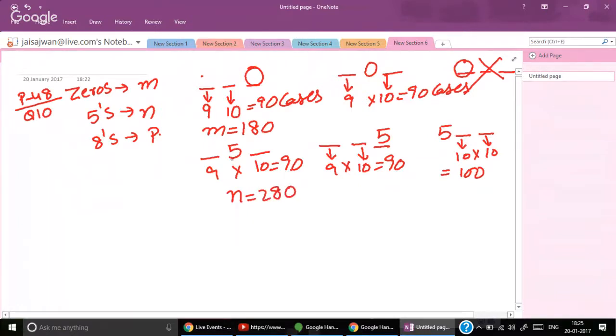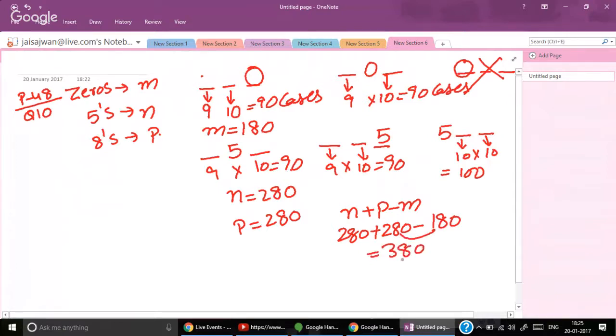Similarly, if you talk about 8, there is no difference between 5 and 8. The same scenario would be there, and p will also come out to be 280. Now, in the question it is asked, what is the value of n plus p minus m? So what is n? n is 280. What about p? That is also 280. What about m? That is 180. So 280 plus 280 is 560, minus 180 is 380. The value of n plus p minus m is 380. My option number B would be correct.